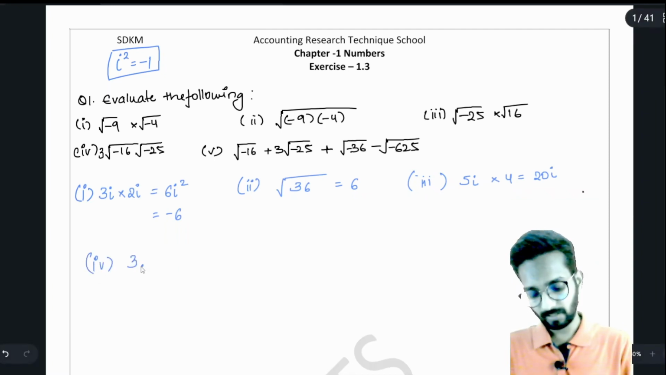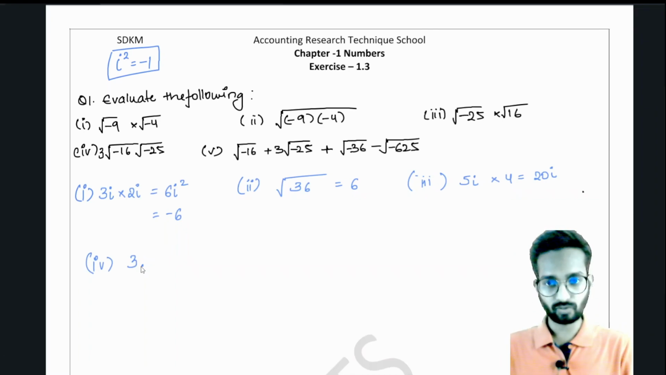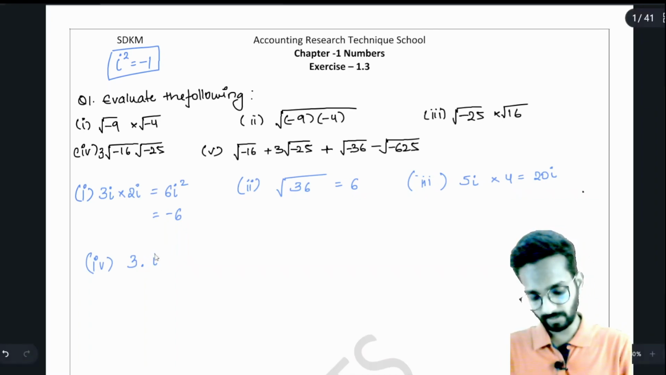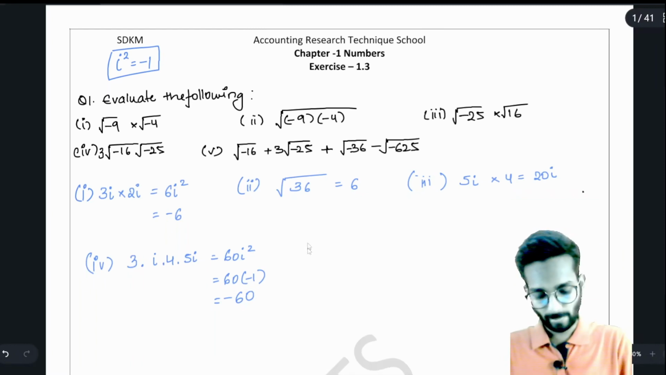3 multiply root of negative 16. See, root of negative will become i. Very good. Root of 16 will be 4. Like that, root of negative 25, I can say 5i. Multiplying all these, 5 fours are 20, 20 threes are 60, 60i squared. And we know that i squared is negative 1. So 60 into negative 1, it will become minus 60.